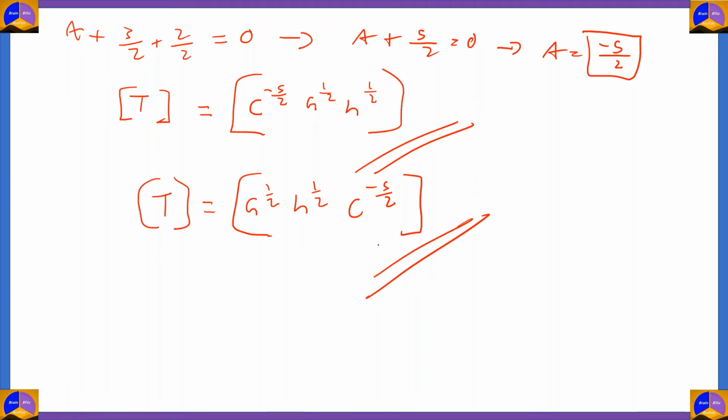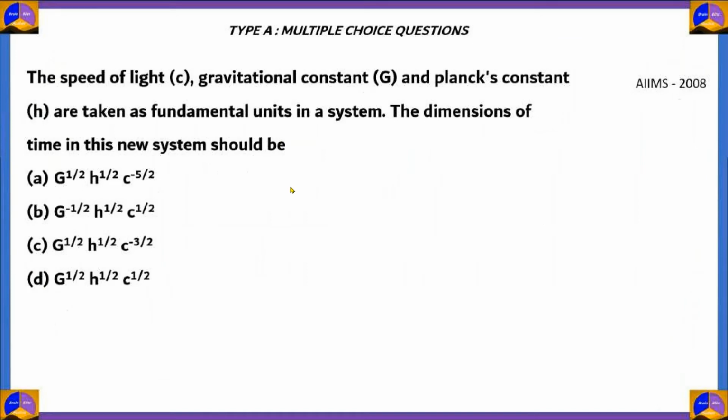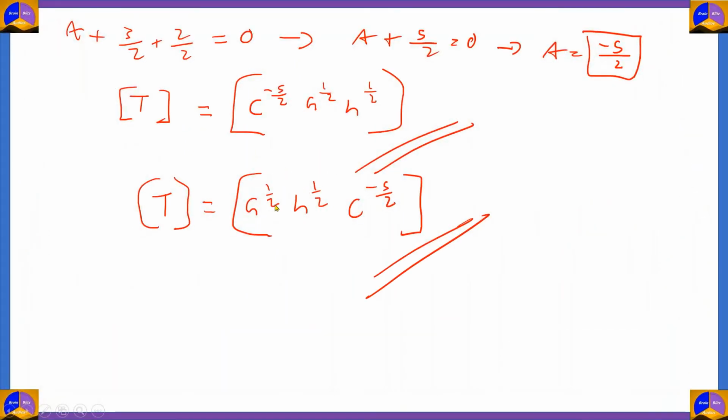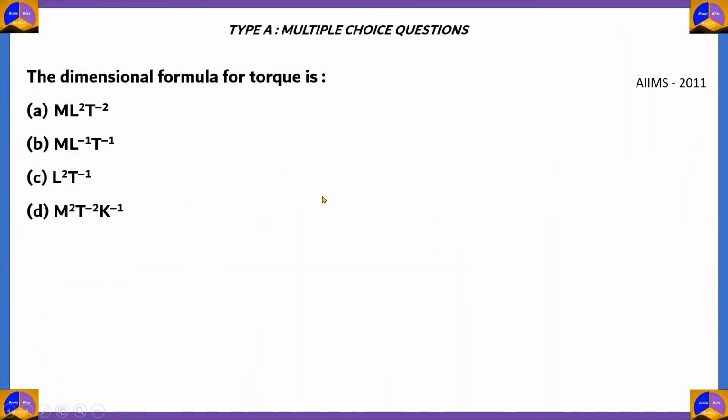And if we look at our first question, we find that option A is the right option. So as you can see, A gives us the right answer. Let's move on to our next question.